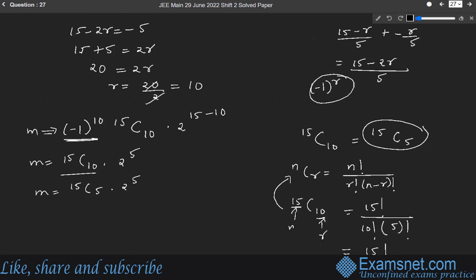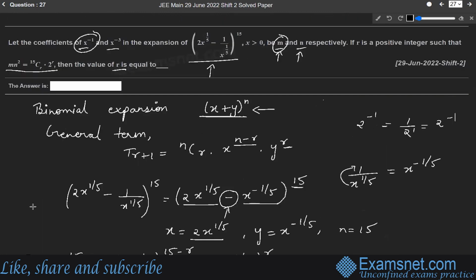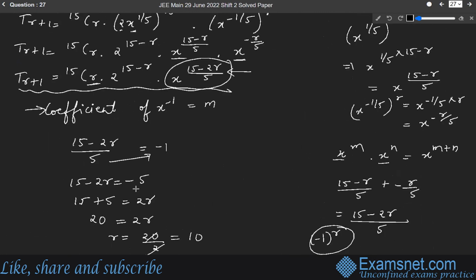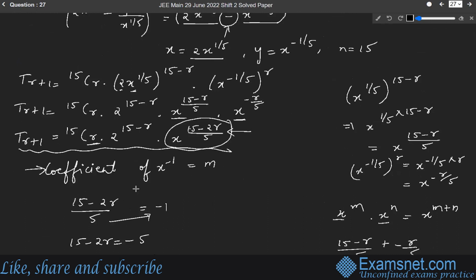Now another quantity is given here, which is the coefficient of x power minus 3 in the expansion of this given term, and that will be n. So we have another expression: the coefficient of x power minus 3 is equal to n. The coefficient of x power minus 3 will be n when the power of x is equal to minus 3. Here, what is the power of x? 15 minus 2r upon 5. So again, when the power of x is equal to minus 3, it means this term should be equal to minus 3.